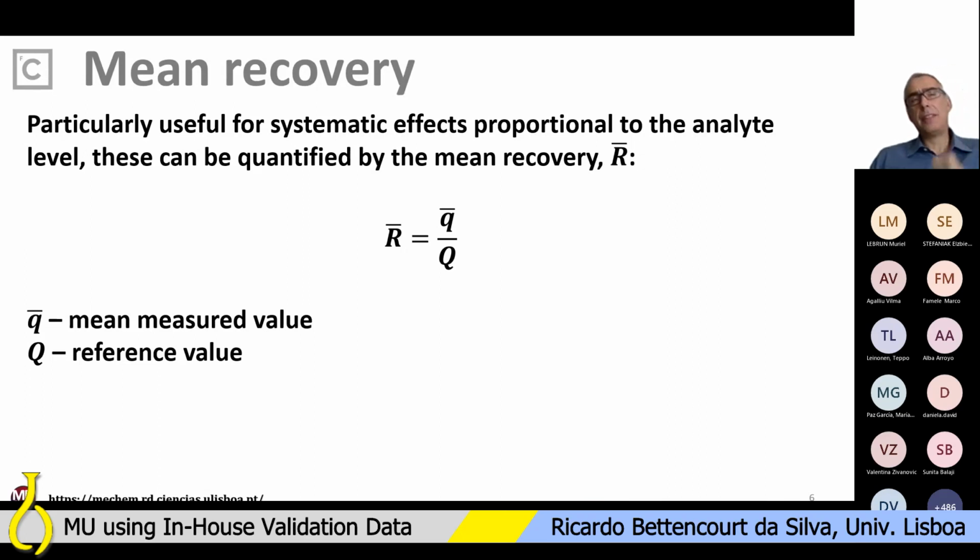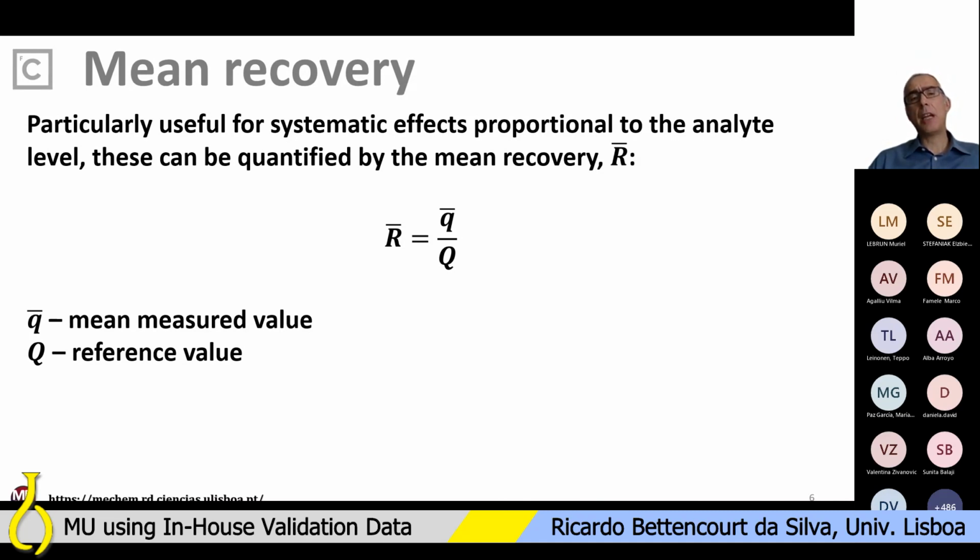The assessment of systematic effects, in particular the proportional ones with the analyte, that is, constant systematic effects in a relative way, is adequately assessed by calculating a mean recovery.